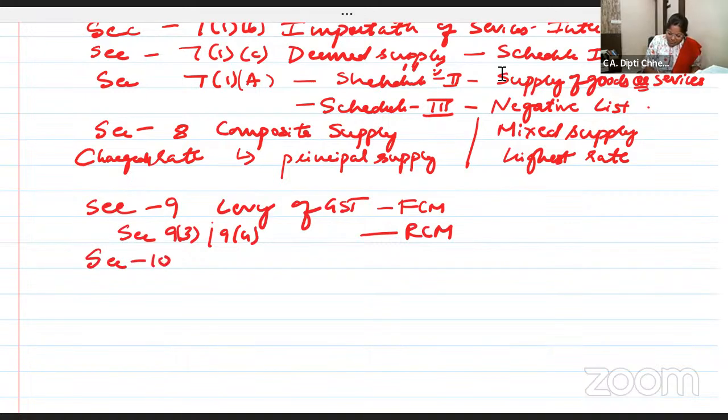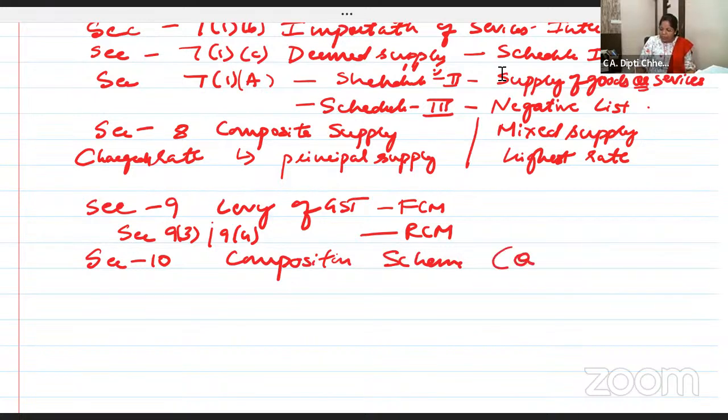Then we have section 10 composition scheme, optional scheme of paying monthly tax and quarterly returns, popularly known as QRMP model.